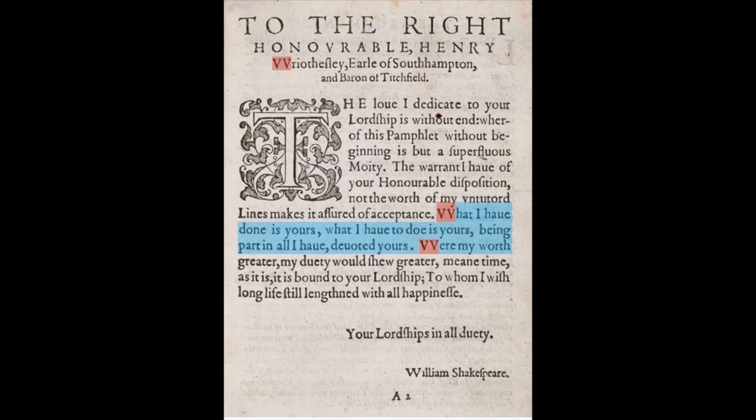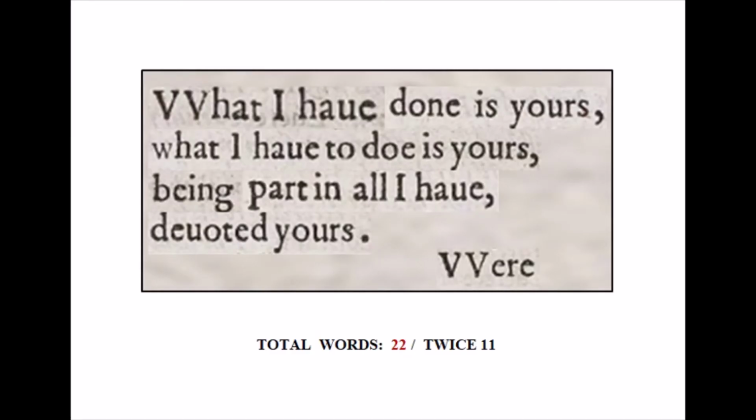I want to look one more time at these words from the dedication in Lucrece. Remember, there are 3 sets of double V characters. Wriothesley was the 3rd Earl of Southampton, and double V stands for de Vere. I edited the lines so they appear as a note or letter, beginning and ending with the 2 words spelled with double V. In total, there are 22 or twice 11 words, with the last one spelled double V-E-R-E for de Vere.